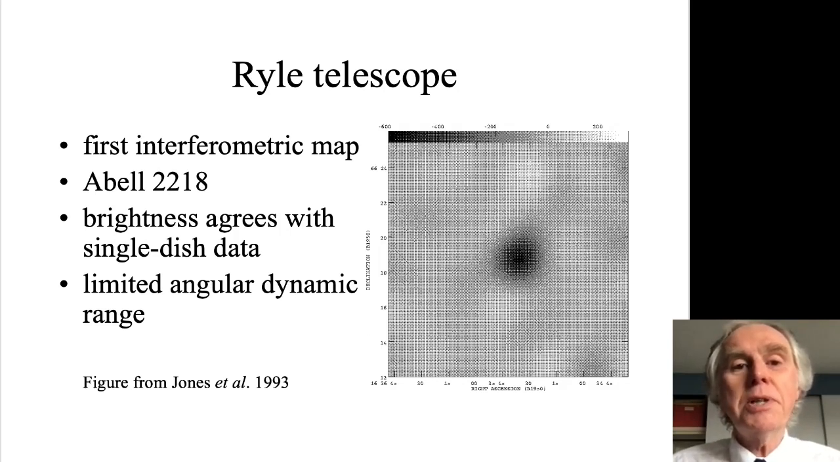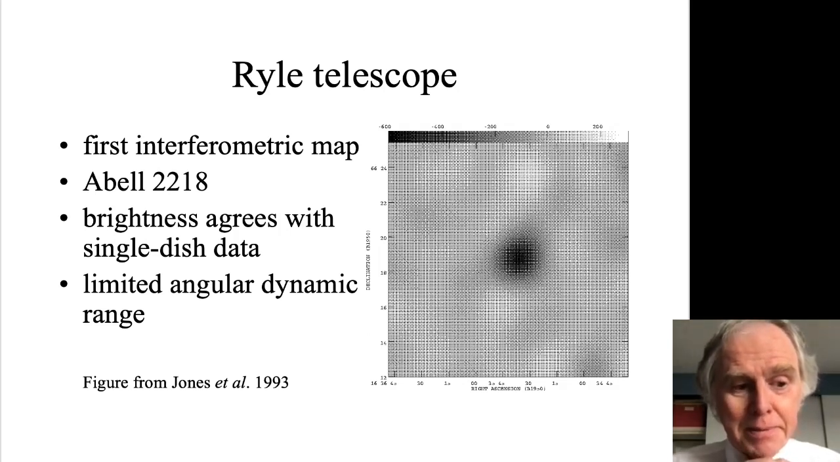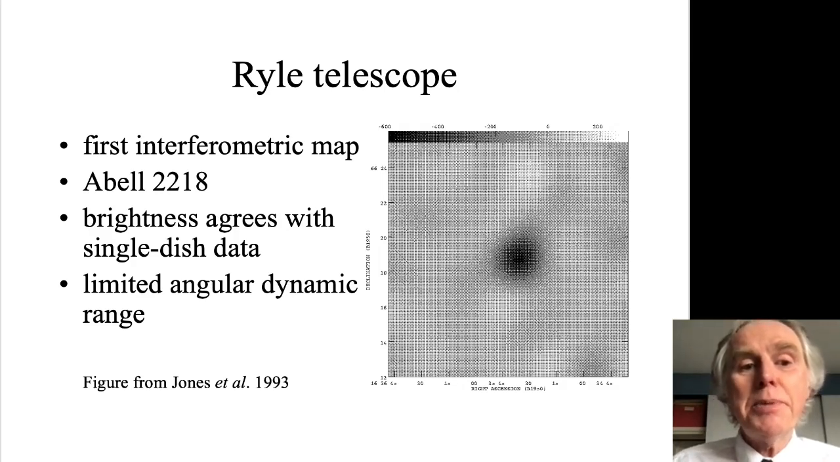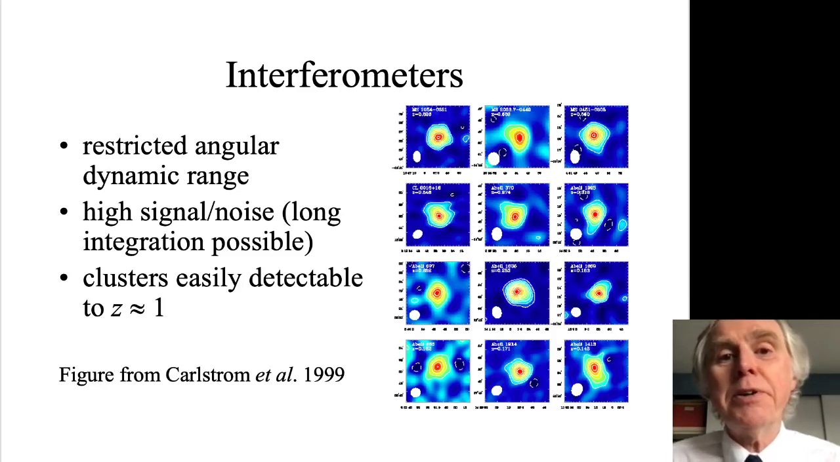The brightness of this agreed with my single dish data, but the key point about this image was that there's very little structural information. The blob at the center is almost exactly the same size as the synthesized beam of the measurement. That is, there's very little angular dynamic range. You can't look at substructures. Typically, that's what has been found with interferometers.